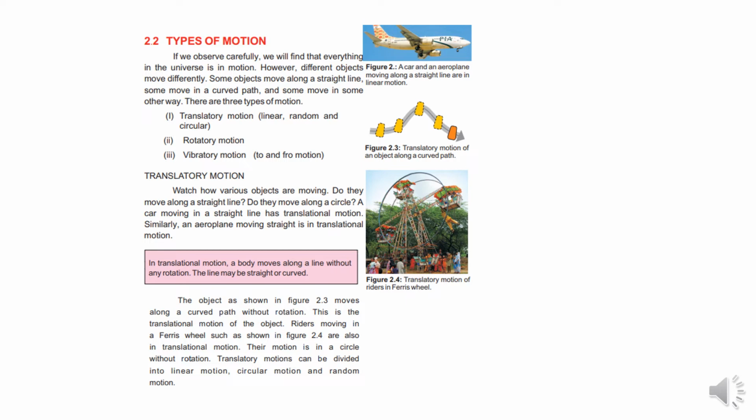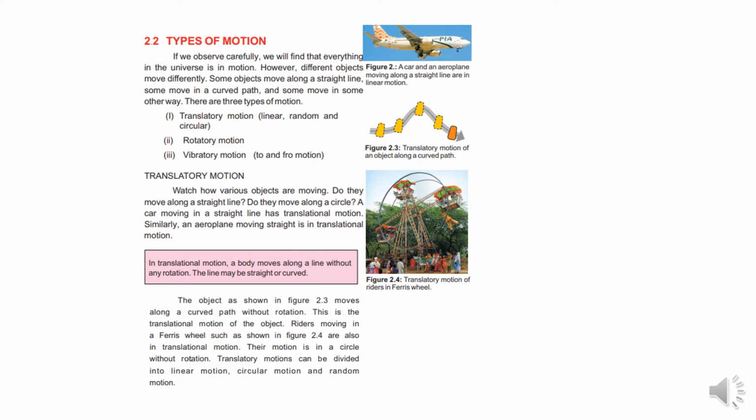So the first one is translatory motion. You have seen around yourself different bodies. Do they move in a straight line or in a circle? For example, a car moving in a straight line has translational motion. Similarly, an aeroplane moving straight is in translational motion. In translational motion, a body moves along a line without any rotation.